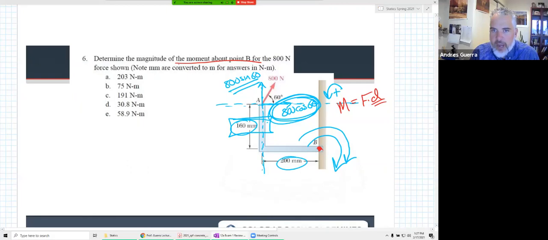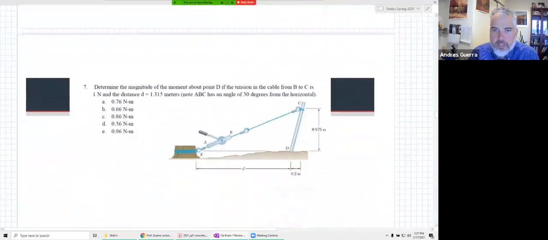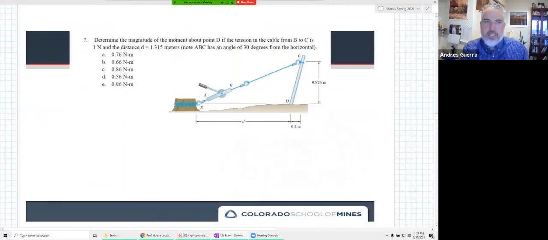And then how far away is this vertical one here? How far away is that vertical component from B? It's that 200 millimeters. And so then we can plug that in and solve our problem there. So that was our general process for kind of an easier problem.